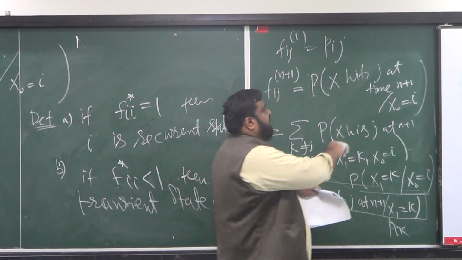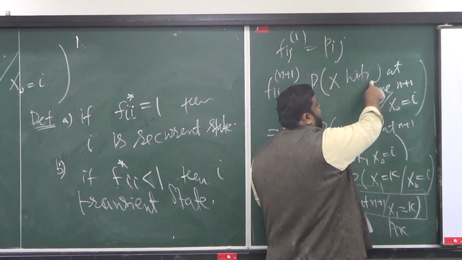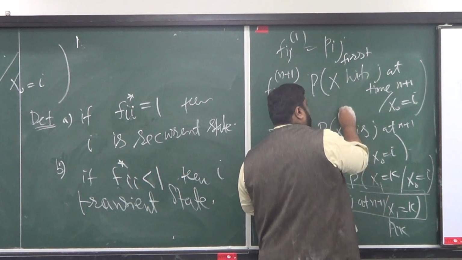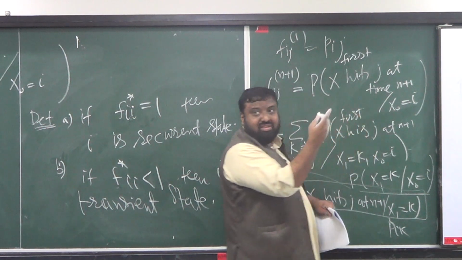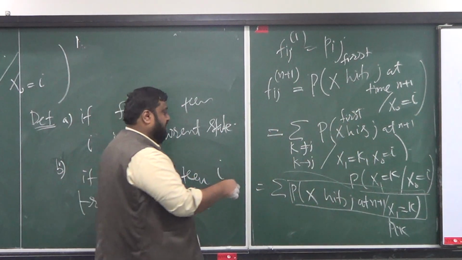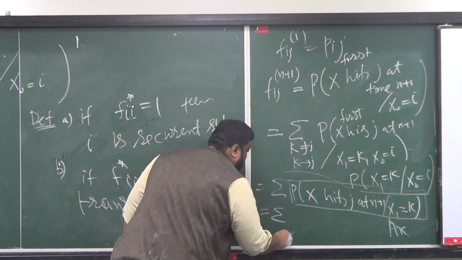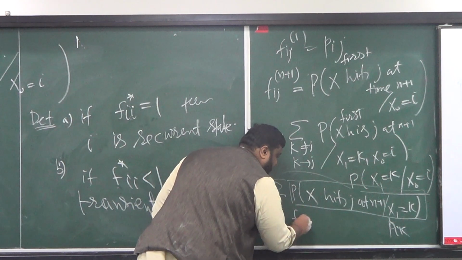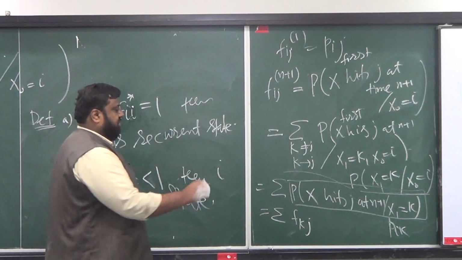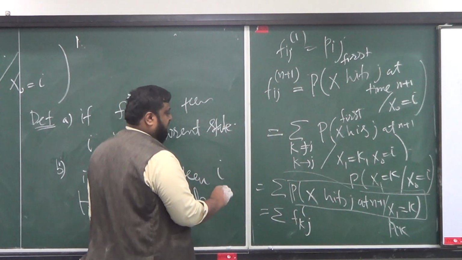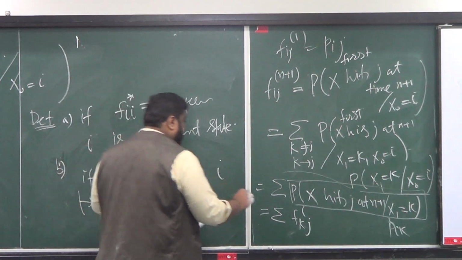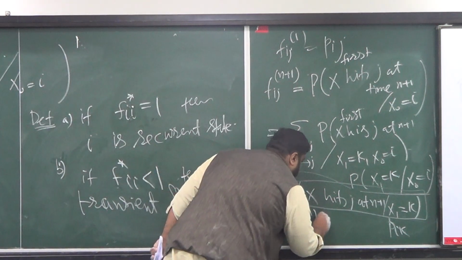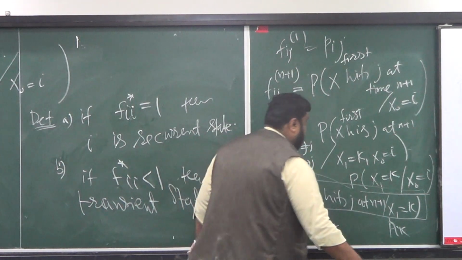One thing I must say, it hits j at time n plus 1, but first hits j. So it's first everywhere, because if you don't have first, you should have first. Okay, so this is nothing but, if k is not j, okay, in how many times? Not n plus 1, but n times, multiplied by Pik. Okay?